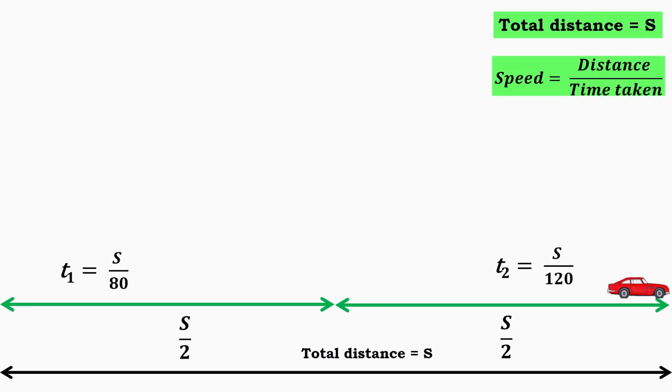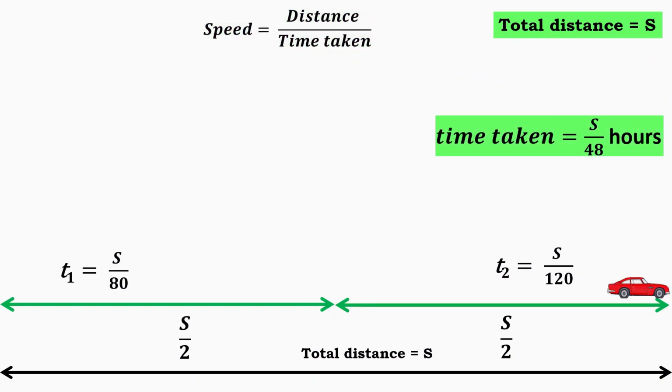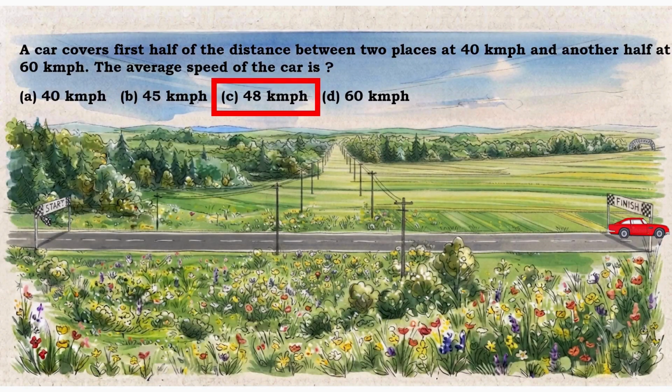Now, let's revisit the formula for average speed. Average speed is equal to total distance divided by total time. The total distance traveled is s, and the total time taken is s by 48. Substituting these values, average speed equals s divided by s by 48. The s in the numerator and denominator cancels out. Therefore, average speed equals 48 kilometers per hour. So, the correct answer is 48 kilometers per hour, which is option C.